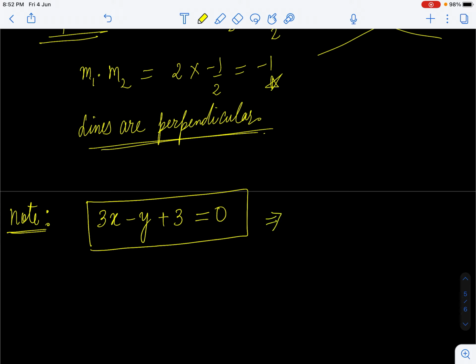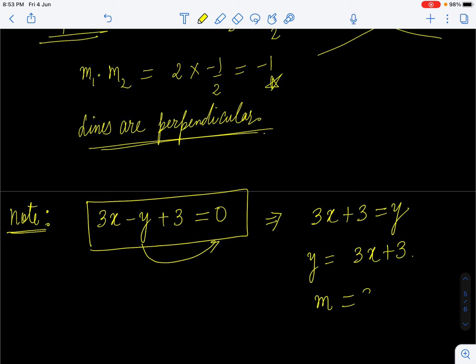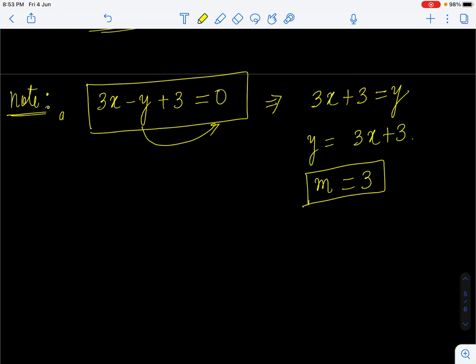So what you have to do is rearrange the terms so that we get y equals something. For example, what I will do in this is either add y on both sides, or take this y to the right hand side. So if I take this y to the right hand side, then this will be 3x plus 3 equals y, or I can say my y is nothing but 3x plus 3, which will give me a gradient of 3. So sometimes they will not directly give it to you; you might have to rearrange a little bit. Let's take another example on this.